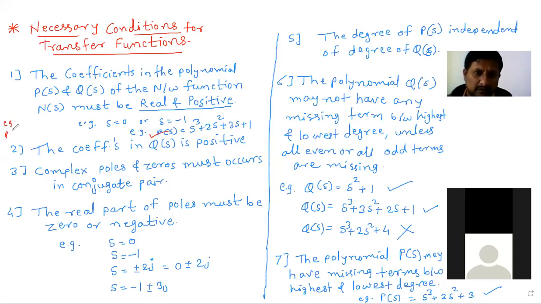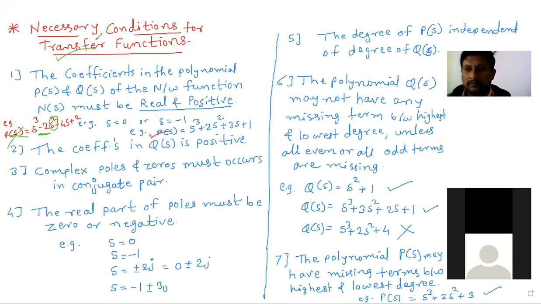Suppose we take an example like this, applicable for both P of S and Q of S. So P of S is, suppose, S cube minus 2S square plus 4S plus 2. Is this acceptable or not according to this point? Not acceptable, because here for the S square term the coefficient is negative. For the S square term the coefficient is minus 2, so that is not acceptable for a transfer function. Now understood this point? Very good question.